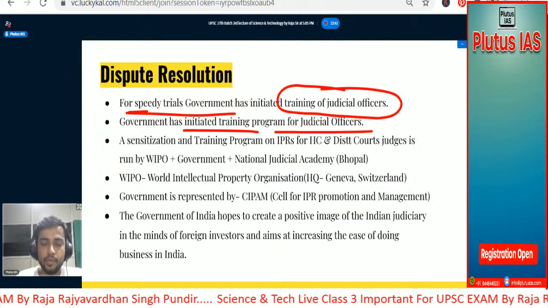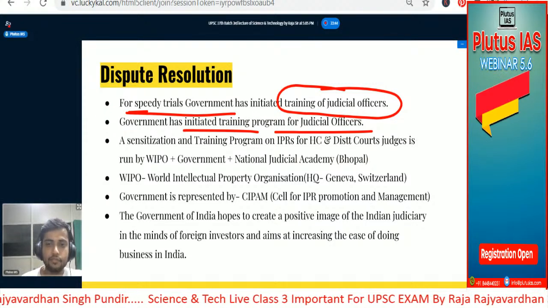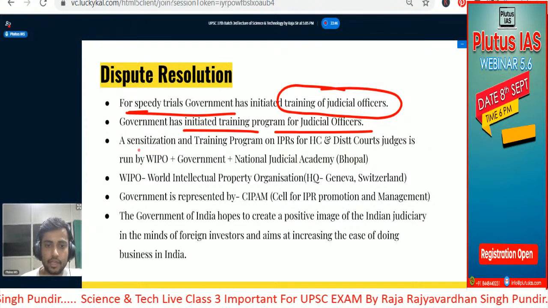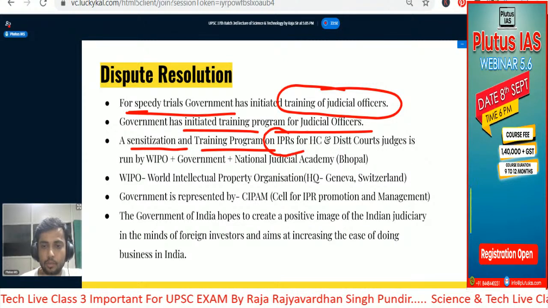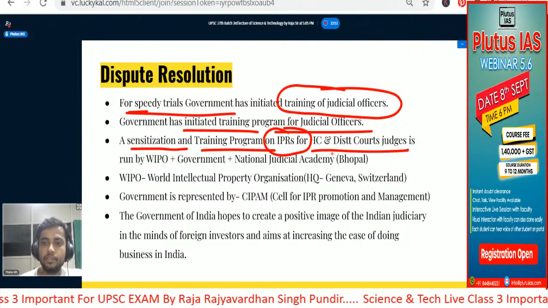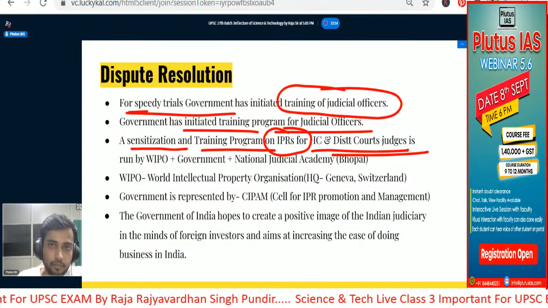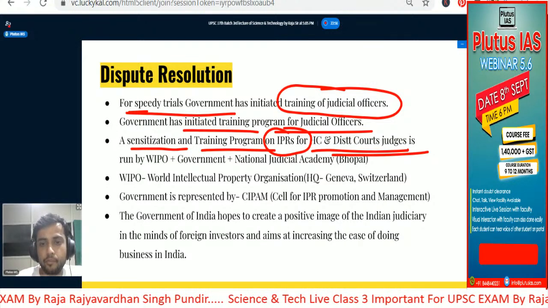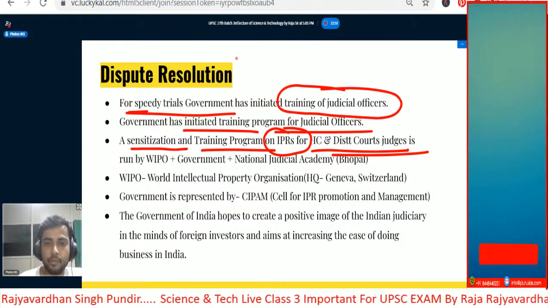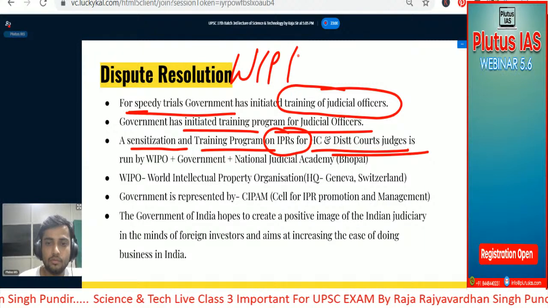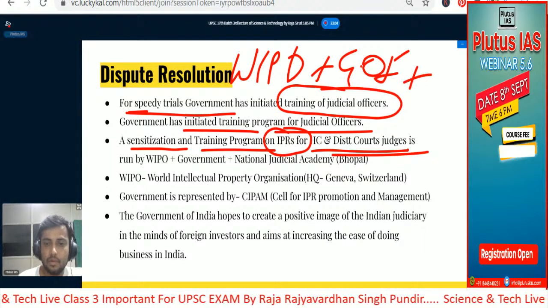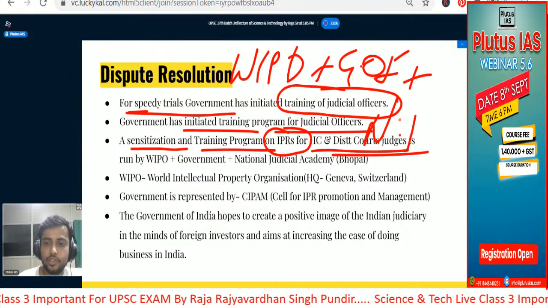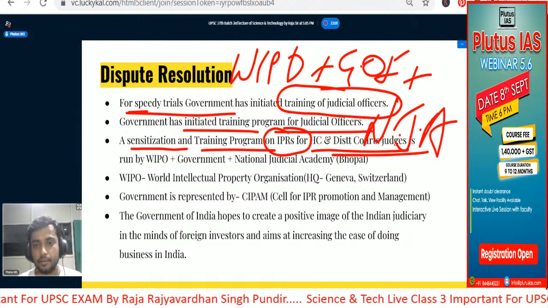So how to deal with them? That is why training is necessary. There is a sensitization and training program on intellectual property for the High Court and District Court judges. This training program is run jointly by WIPO plus the Government of India plus the National Judicial Academy of Bhopal.